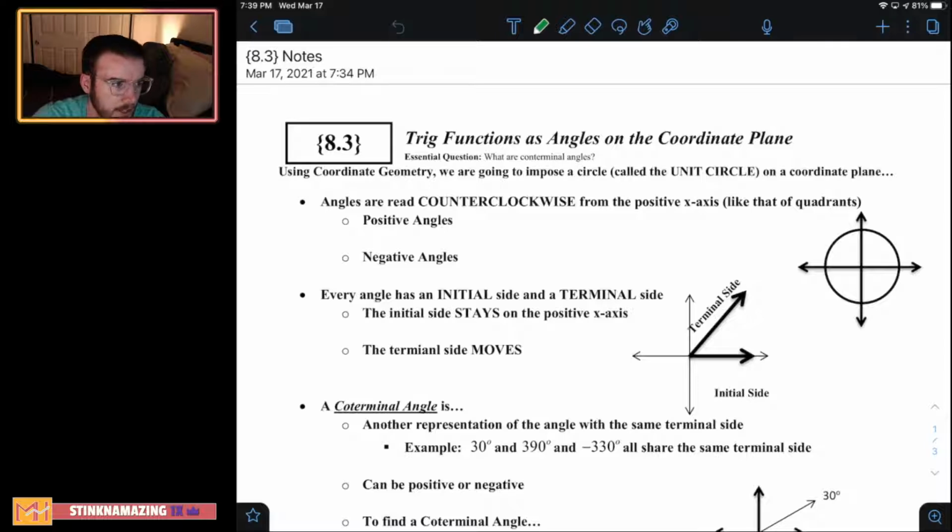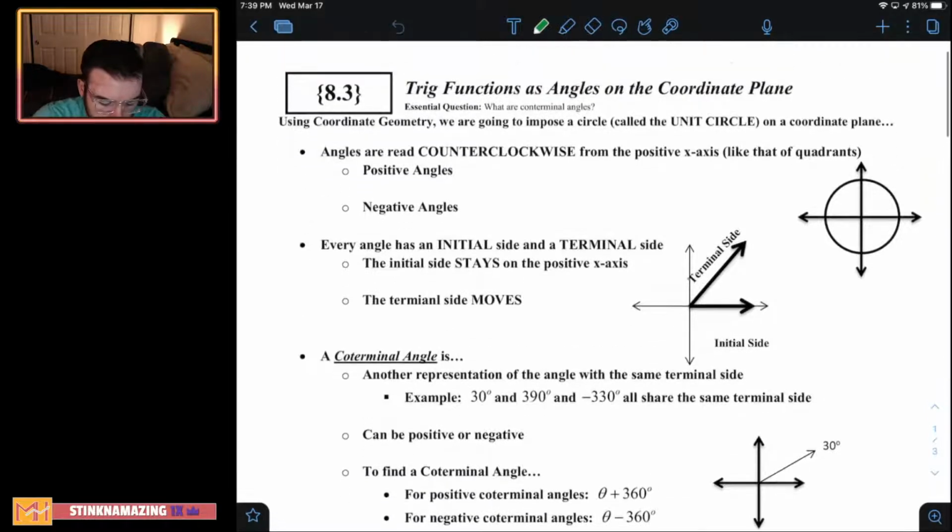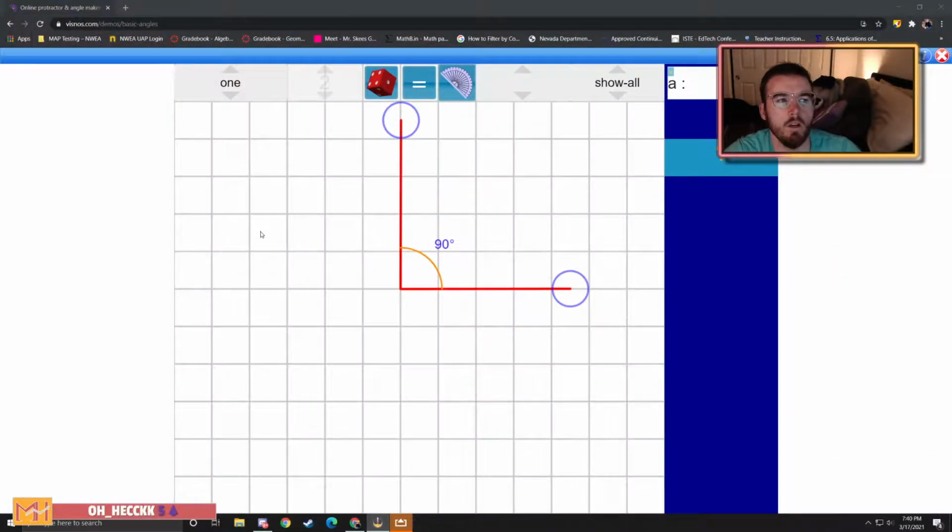So here we are. What are we looking at? We're starting off by graphing angles. We've been talking about angles, but what is an angle? Obviously we know what angles are, but we're going to dive deeper into drawing, sketching, and graphing angles. Okay, so let's dissect an angle.